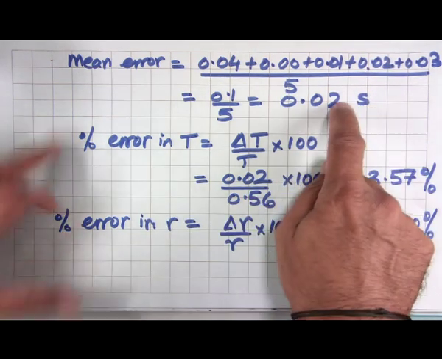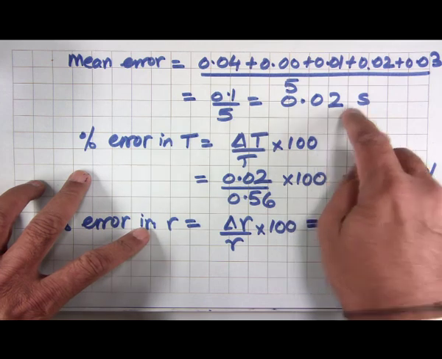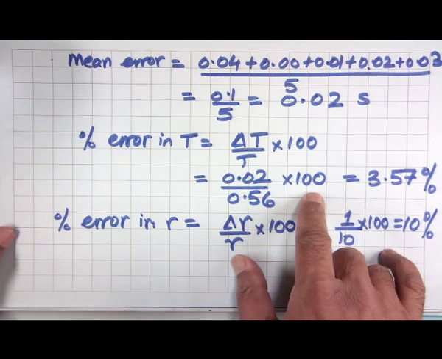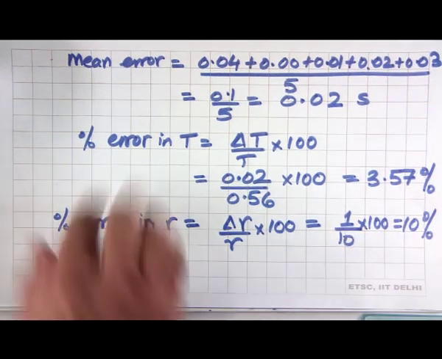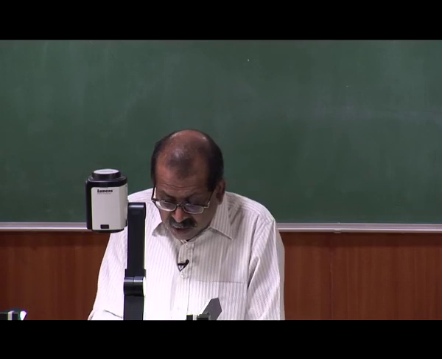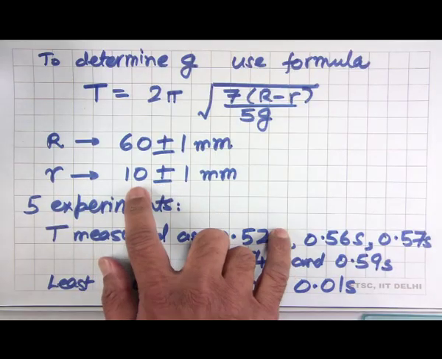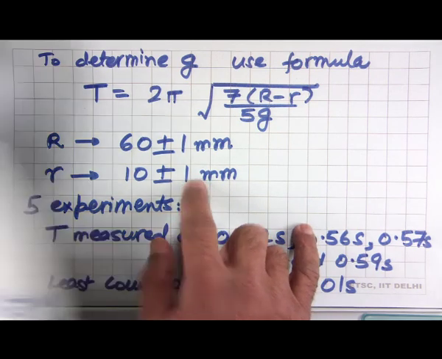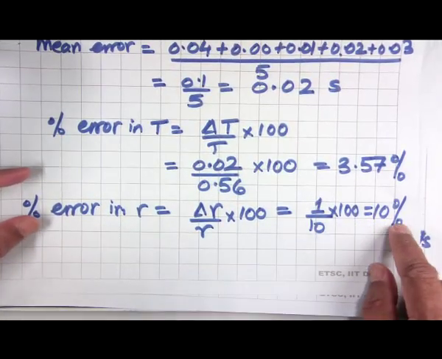Now, once we know the mean error in t, the percentage error in t will be delta t by t into 100, which is 0.02 divided by the value of t, which is t mean, so divided by 0.56 into 100. When we calculate this percentage, it comes out to be 3.57%. If we want to find the percentage error in small r and capital R, we go back to the data. Small r is given to us as 10 plus minus 1 millimeter. So, the percentage error in small r will be 1 divided by 10 into 100, which is equal to 10%. So, this is the error in small r.